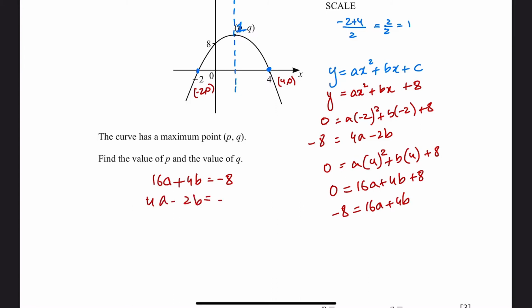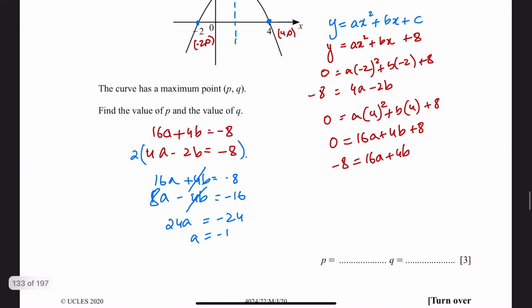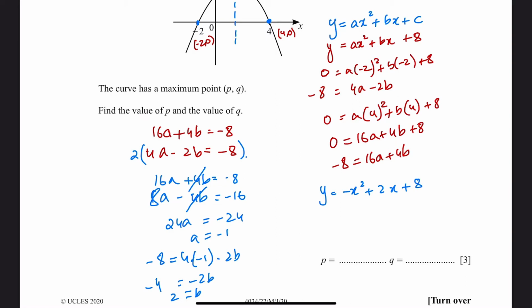Now in order to solve these simultaneously, I will have to adjust at least one of them. So I'm just adjusting the upper one. This becomes 8a minus 4b equals minus 16. This cancels out. 24a equals minus 24, a equals minus 1. When a equals minus 1, b equals 2. So y equals minus x² plus 2x plus 8.